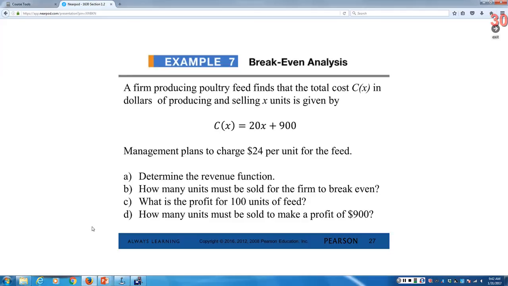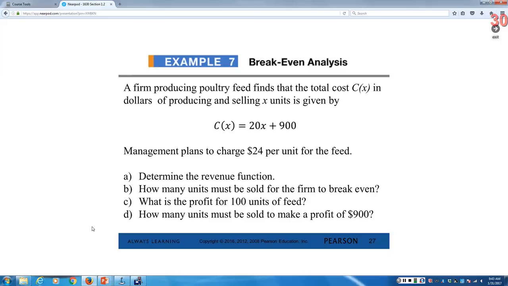So we want to determine, first of all, the revenue function. Second, how many units do they have to sell to break even? And then last, what's the profit for 100 units of feed? And then how many units do they have to make and sell, it has to both be true, to have a profit of $900. So we're going to start from here.